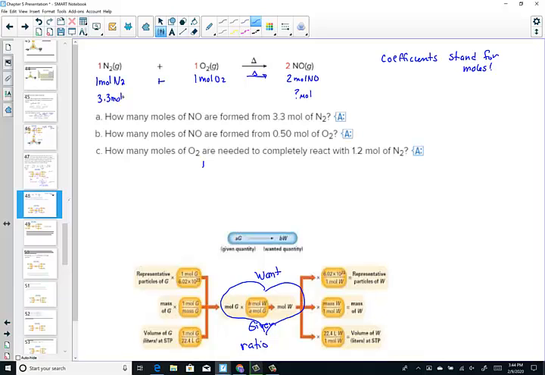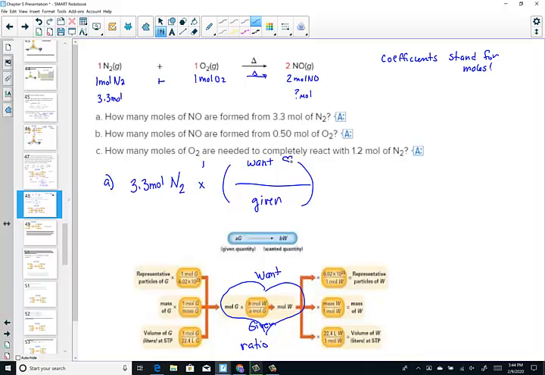I know the perfect ratio is 1 to 2 from our balanced equation. What if we change one of them? What did the others do to keep the equation balanced? Start by writing the number you were given. We were given 3.3 moles of N2. What is it that we want to solve? And what is it that we were given?